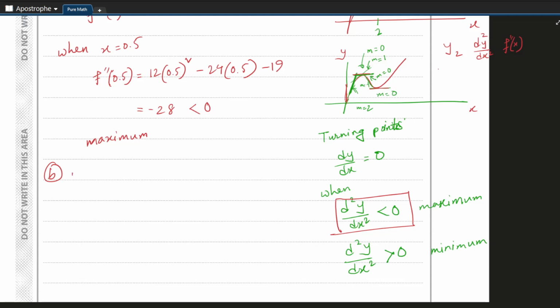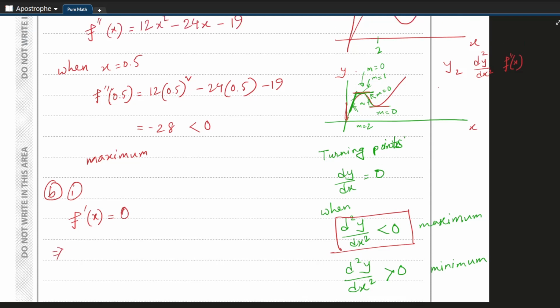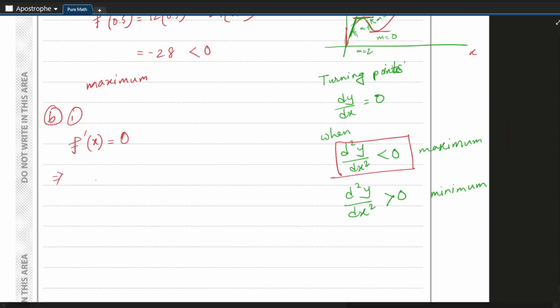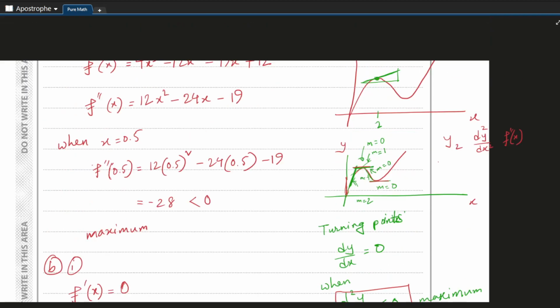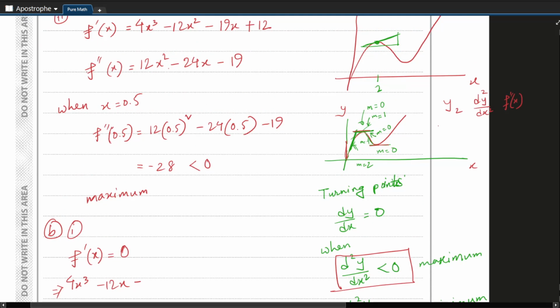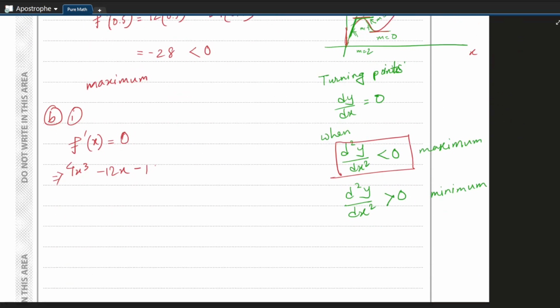So it is y1 if I'm not mistaken. So f prime of x, always follow the notation that the question is using. If the question is not using any notation, you can use whatever you want. So f prime of x is equal to 0. Now what is f prime of x? It is 4x cubed minus 12x squared minus 19x plus 12 is equal to 0.